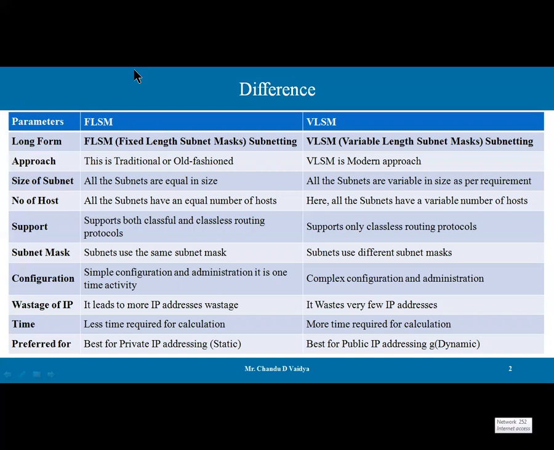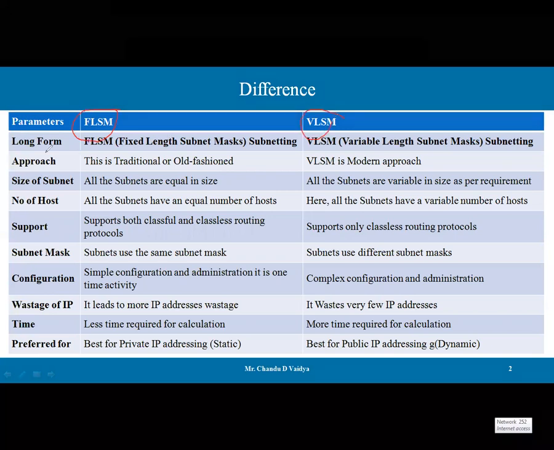So here there are two terms. The very first term is FLSM and the second is VLSM. Now here are the parameters. My first parameter is the long form. FLSM stands for fixed length subnet mask, and VLSM stands for variable length subnet mask. This is the approach to divide the network into some size on the basis of some idea. In the first one there is a fixed subnetting, and in the second one there will be a variable subnet.